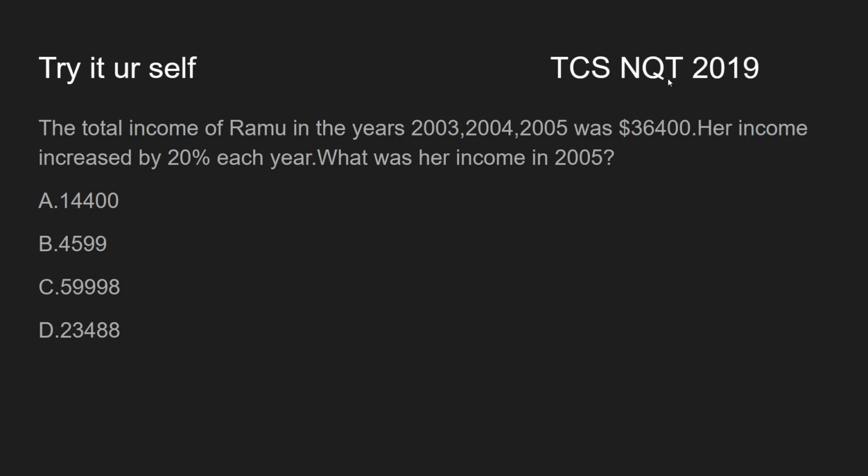Try it yourself. This is the previous question given in 2019. The total income of Ramu in the years 2003, 2004, 2005 was $36,400. Her income increased by 20% each year. What was her income in 2005? I have given the options. Try it yourself and post the answer in the comment section. I will verify it.